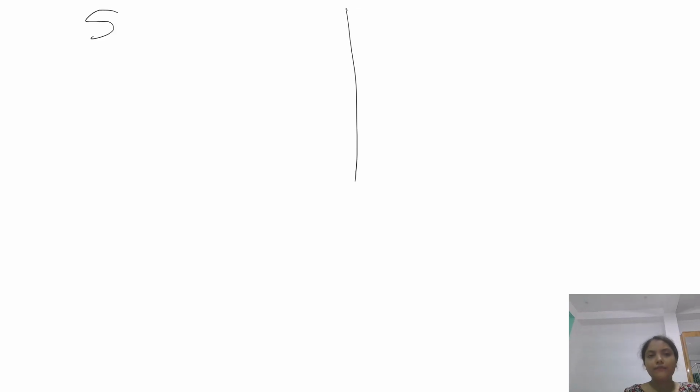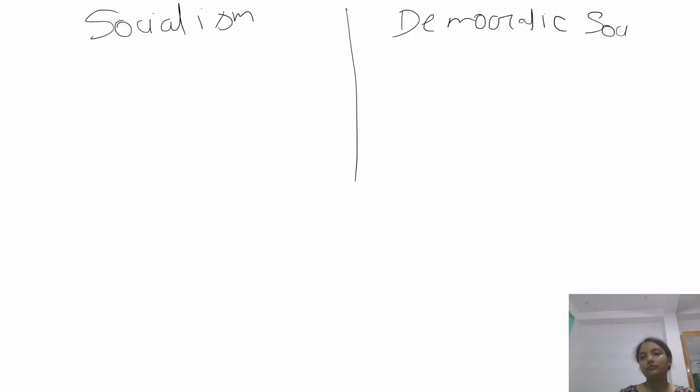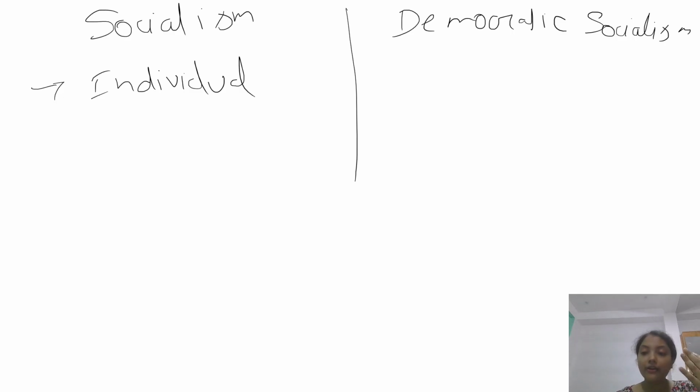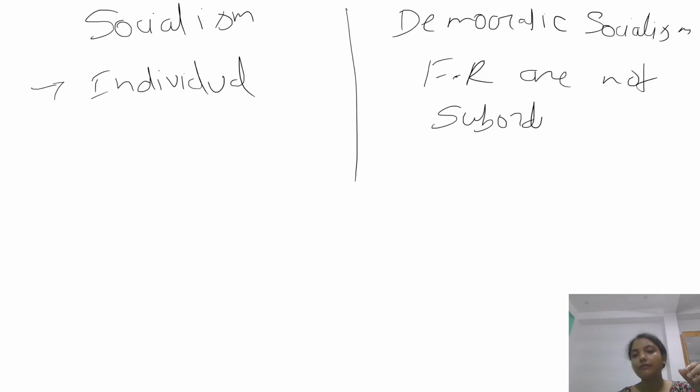In socialism, individual rights are not valued over the collective goals. That is, individual rights like fundamental rights will not be given priority over the community goal. But in democratic socialism in India, fundamental rights are not subordinate to societal goals.